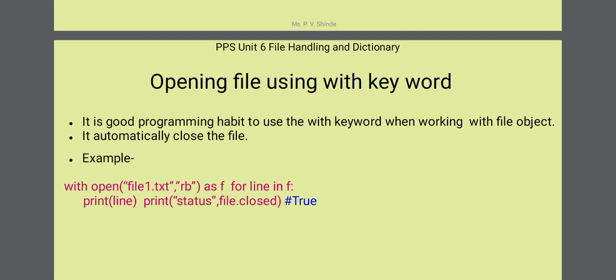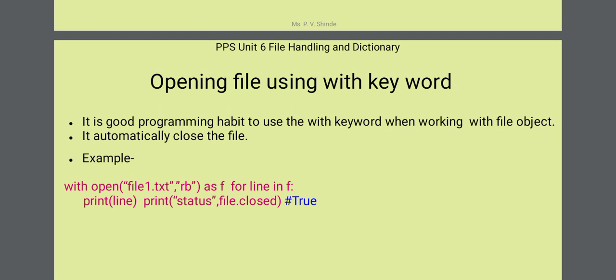Next one, you can open the file by using the with keyword. It is a good programming habit to use the with keyword when working with the file object. The with keyword automatically closes the file. That is the main importance of with. If you are not using the with keyword, you have to manually close the file by using f.close. But if you use with, it is not mandatory to write the close operation; it will automatically close the file. For example, with open file in RB, meaning read in binary, the binary file should be read as f.